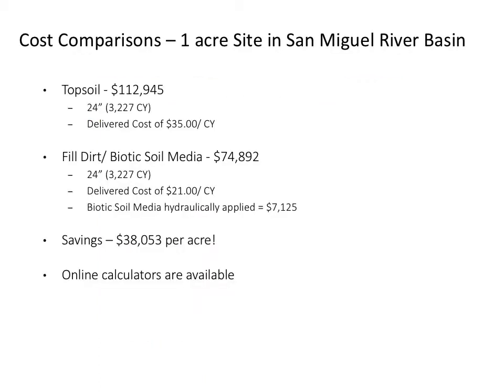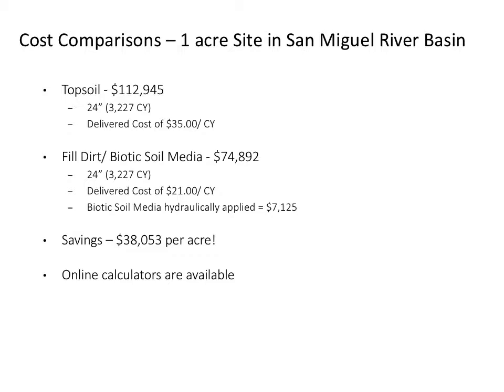So this next project, looking at the Matterhorn mine, is a project which is in the early design phase. Running some numbers for topsoil at $35 a cubic yard, versus fill dirt at $21 a cubic yard. You can amend that fill dirt and really get to the same place, but saving $30,000 per acre.